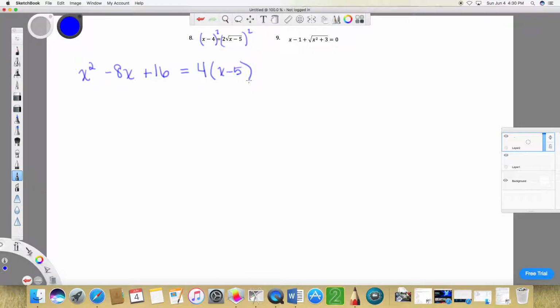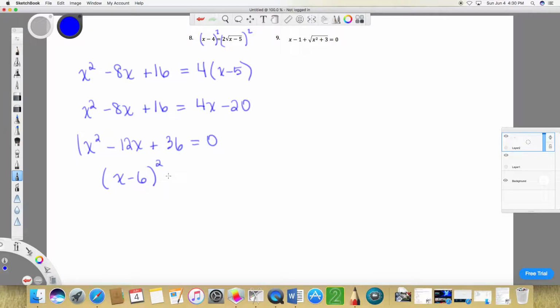So this is a quadratic equation. We can get this in standard form. But first, let's use the distributive property. And on the right-hand side, write this as 4x minus 20. So now we want the right-hand side to be 0. So we've got x squared. We're going to subtract 4x from each side, so instead of minus 8x here, it's minus 12x. We're going to add 20 to each side. So that'll be 36. And this factors to x minus 6 times x minus 6.